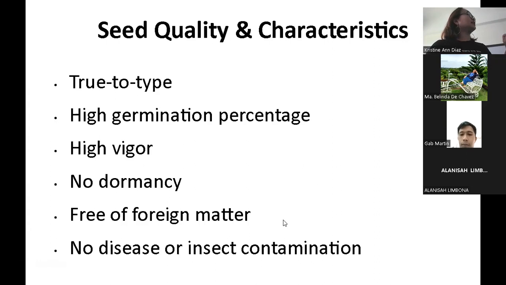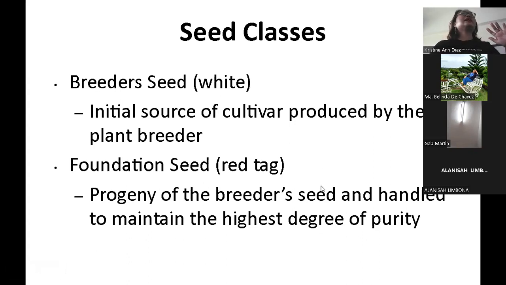And these are the quality and characteristics, no? Dapat true to type, high on germination, vigor, hindi dormant, and free of foreign matters. No disease or insect contamination. So we have seed classes before it will be commercially available. Of course, after how many years? Diba kanina, 7 years bago magkaroon ng effect sa 99%. So after from them, ang breeder seed na siya. White ang color ng tag nila. And these are the initial source.